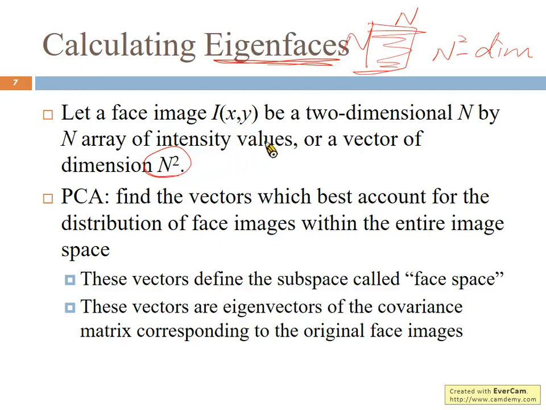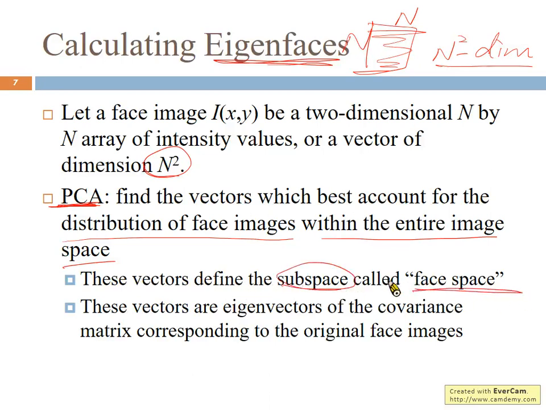We will construct the covariance matrix based on this n squared dimensional intensity vector. The most important mathematical foundation of eigenface is PCA, principal component analysis. We try to find the vectors which best account for the distribution of face images within the entire image space. The vectors that define the subspace are called the eigenfaces, and this subspace is called the face space. These vectors are eigenvectors of the covariance matrix corresponding to the original face images.